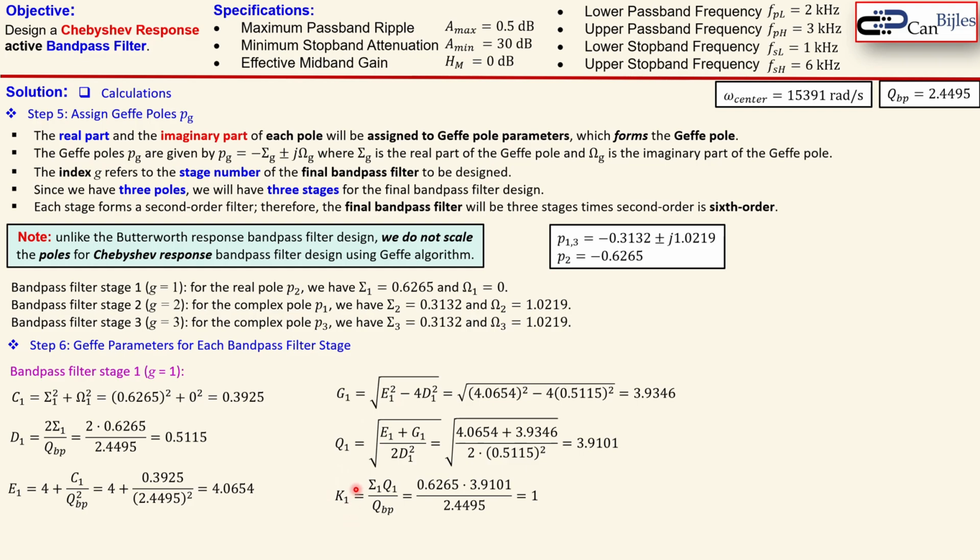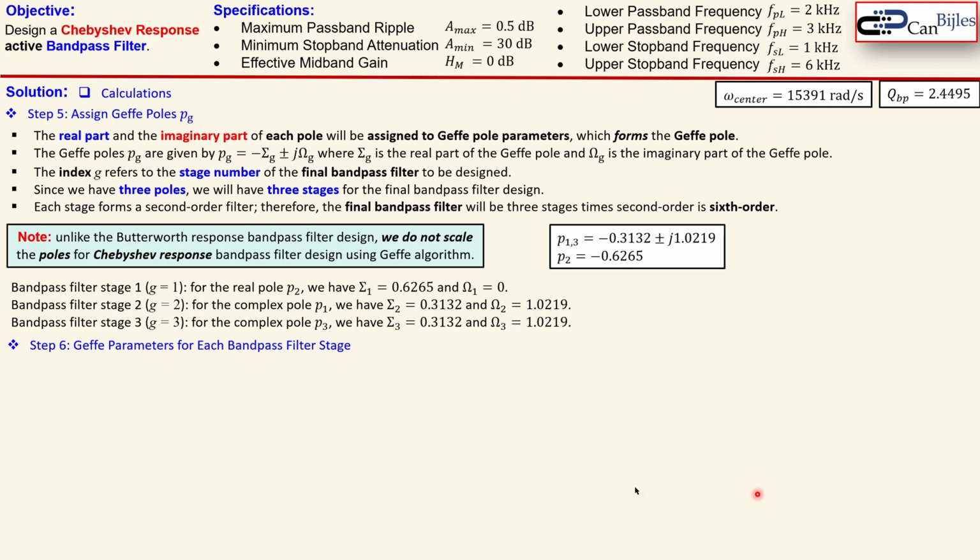Moving on to the next parameter, K1, calculated using this one, ends up exactly 1. W1 will in this case also be exactly 1. Then the center frequency for our first stage, omega center 1, is related to W1 times the center frequency we determined earlier, and that results in 15,391 radians per second.